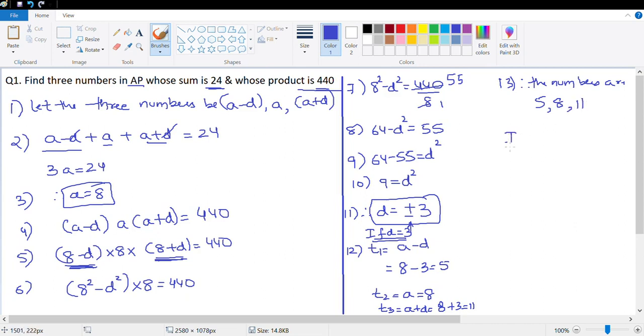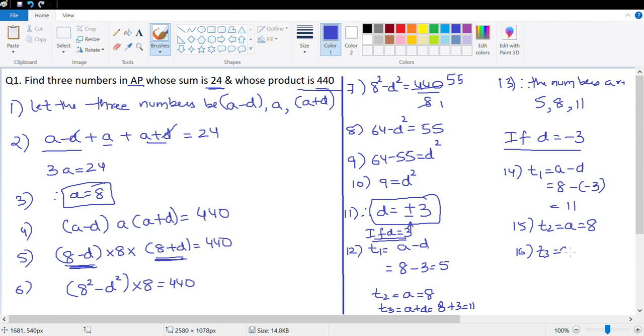Next, if d is equal to negative 3, I have T1 is equal to a minus d, which is 8 minus negative 3, which is 11. Next, term 2 is equal to a, which is 8, and term 3 is equal to a plus d. In this case, 8 minus 3 is equal to 5. Therefore, numbers are 11, 8, and 5. So we can have an increasing AP 5, 8, 11, or a decreasing AP which is 11, 8, 5. Good. Let's look at the next question.